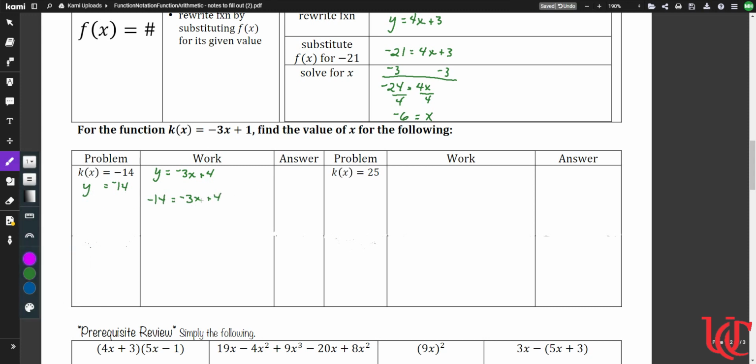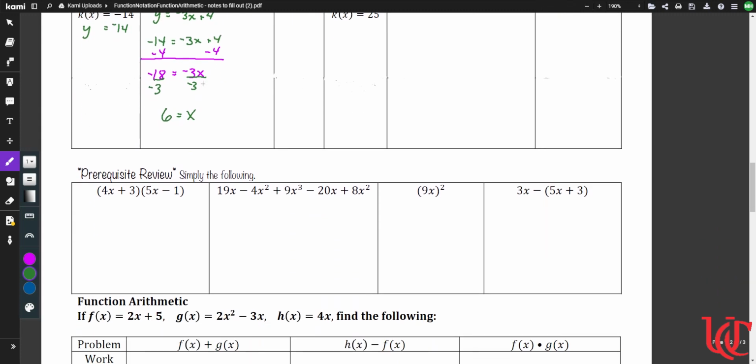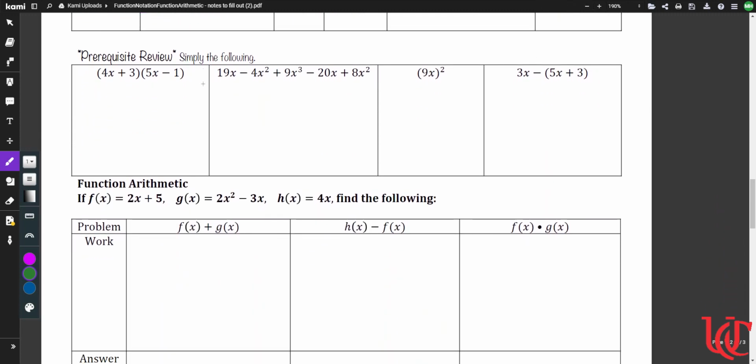Get the x by itself, so we're going to subtract 4 from both sides. So we have a negative and a negative becomes even more negative. So this is negative 18 equals negative 3x. Divide both sides by negative 3. And you have x equals, a negative divided by a negative is positive, so x equals 6. All right, so we're going to leave the other one. The answer will be put in with the work and steps in the answer key, but try to do it yourself. Take a pause in the video and do that, and then check your answer with the answer key.